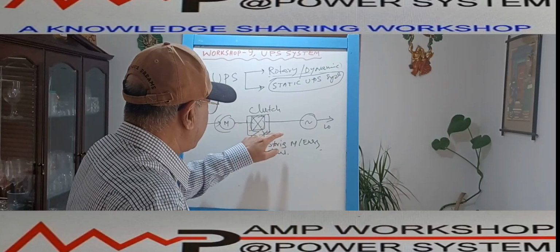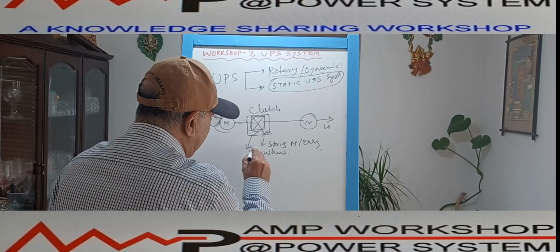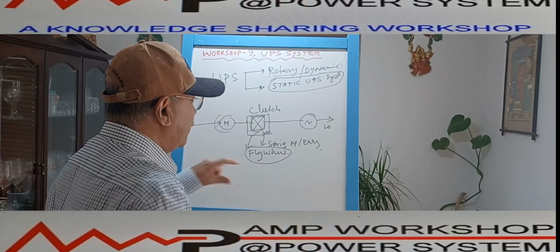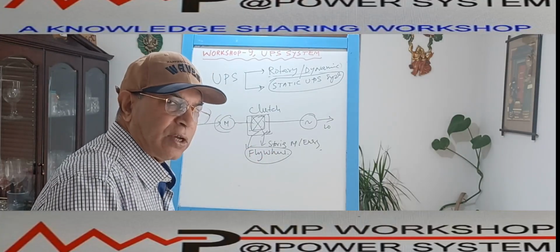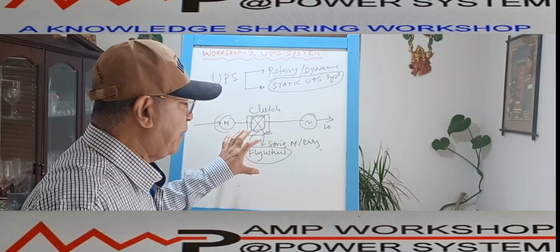And when the shaft is rotating, another mechanical device is also connected over the shaft, which is called a flywheel. The flywheel is rotating with the same speed and it is storing the mechanical energy.